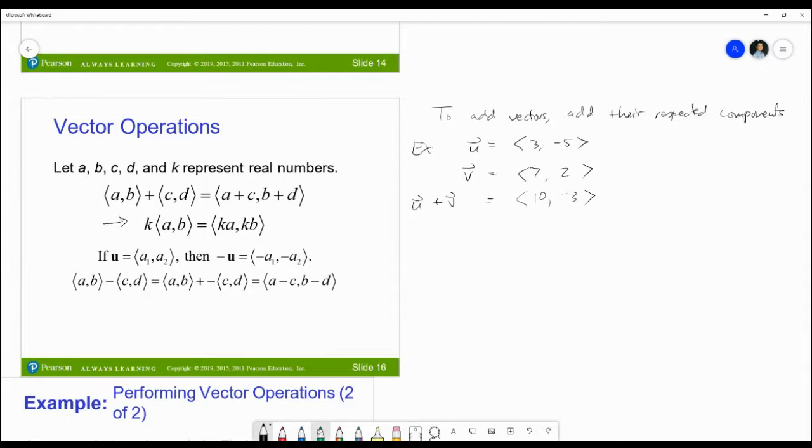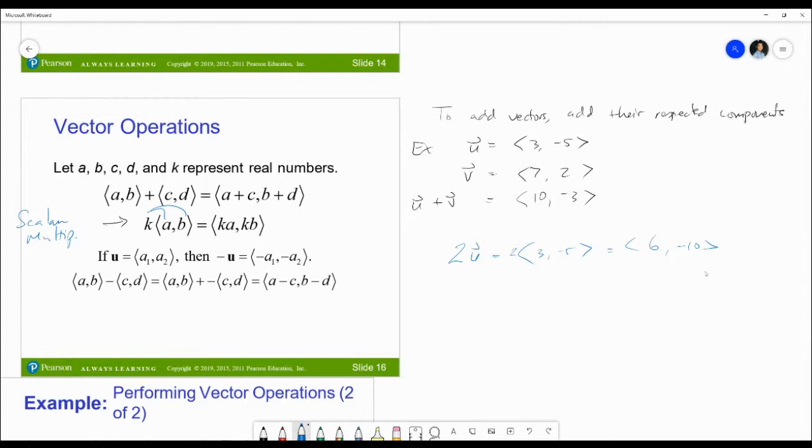So this here is scalar multiplication. Basically, if you want to stretch the vector by however many units, all you have to do is distribute whatever that scalar value is. So you get k times a and k times b. For example, if I want to do 2u, I'm just going to take 2 times 3, negative 5, and so I get 6, negative 10.